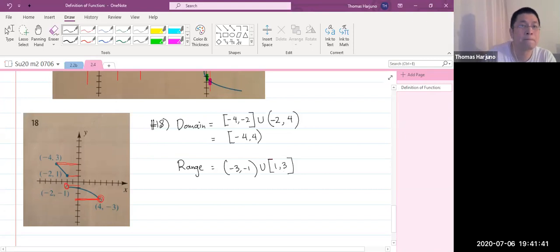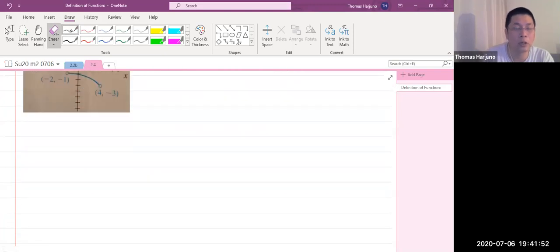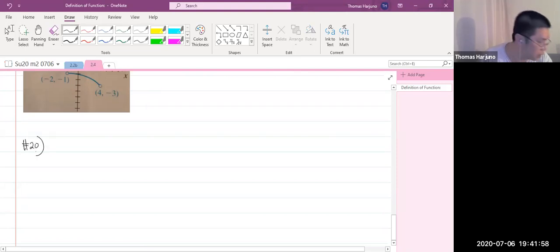Okay, that's for number 18. Let's do one more problem, but this time we will see more. Number 20. I will give you the graph later on, but you have the book, so you can start working on the questions. Find the domain for number 20. Find the range.